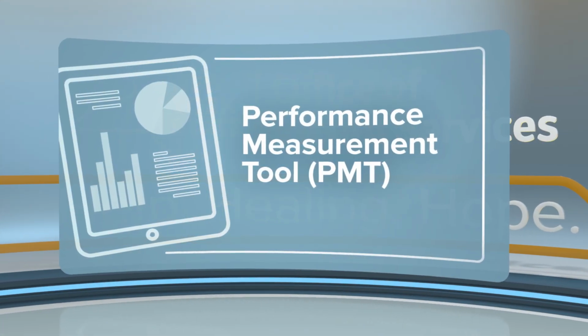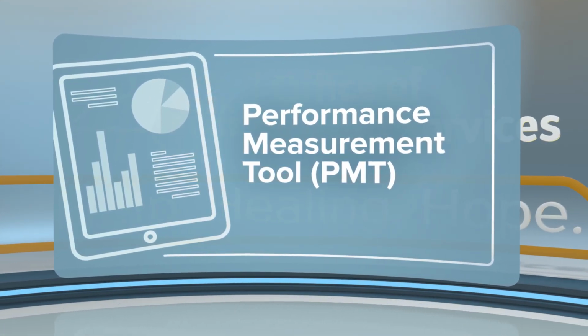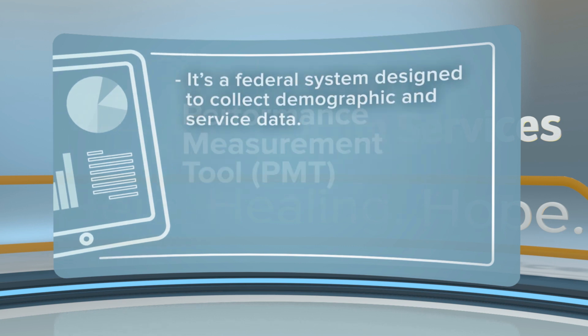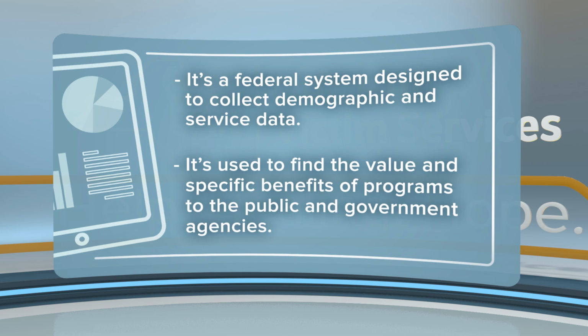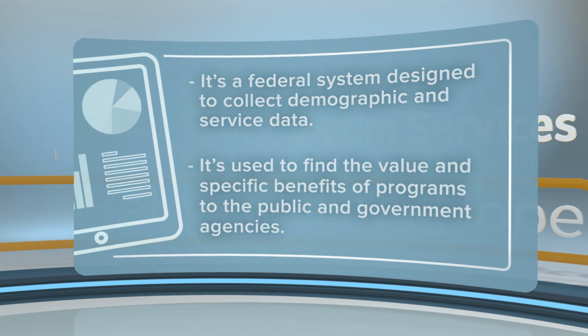Programs funded by the New York State Office of Victim Services are required each quarter to complete the Performance Measurement Tool, or PMT. It's a federal system designed to collect demographic and service data, and it's used by the Federal Office for Victims of Crime to find the value and specific benefits of programs to the public and government agencies.